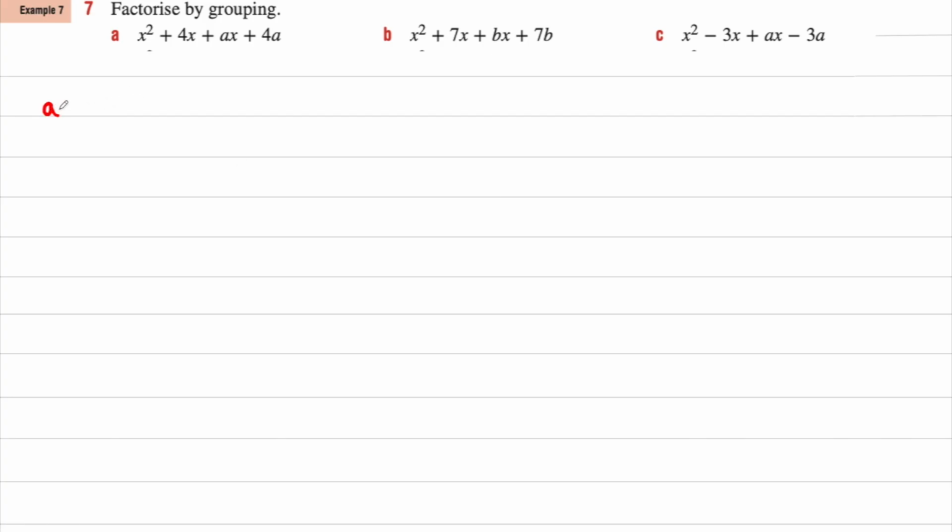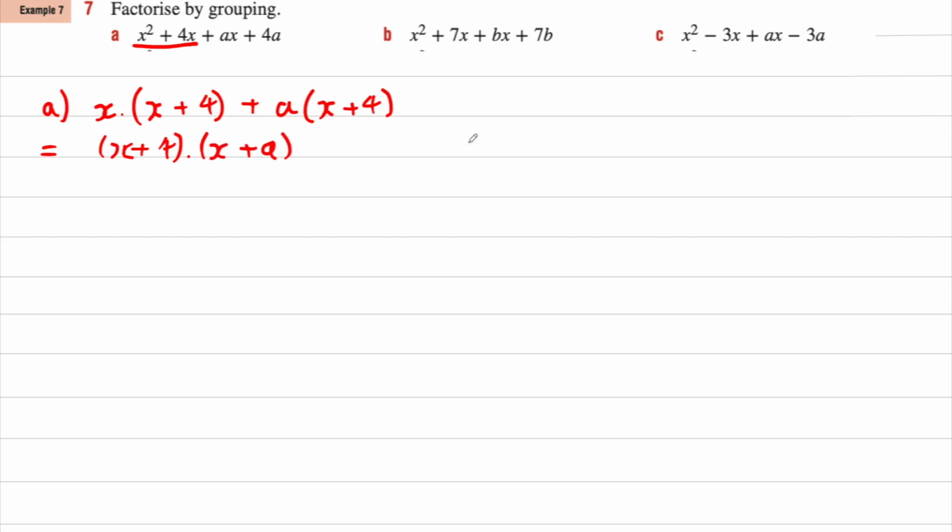For the first one, question A, x squared and 4x, I will factorize the common factor of the first two terms. Inside the bracket, you get x plus 4, and the common factor of the next two terms is a, giving x plus 4 one more time. The new common factor in this bracket, I will take it outside: x plus 4, multiplied with x plus a in here.